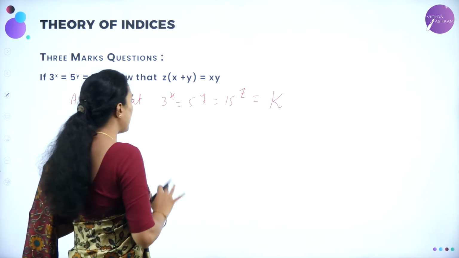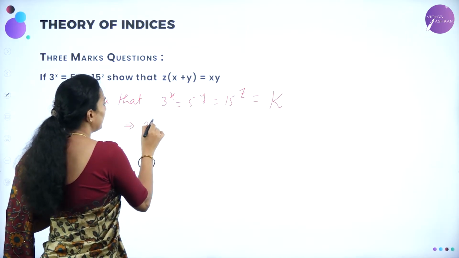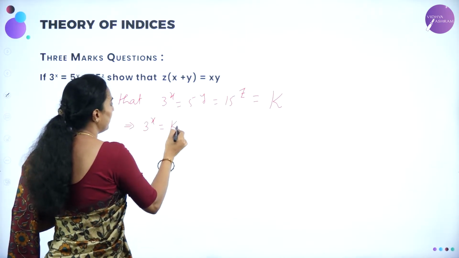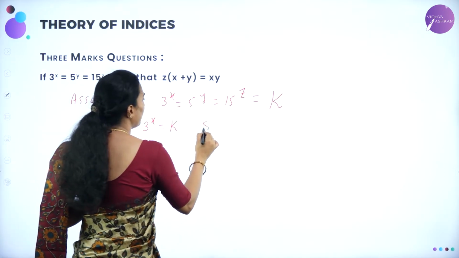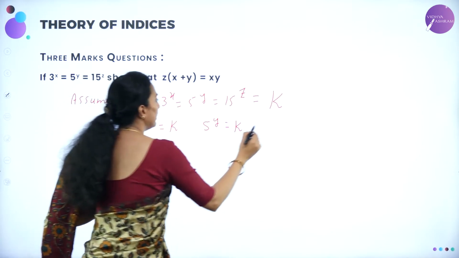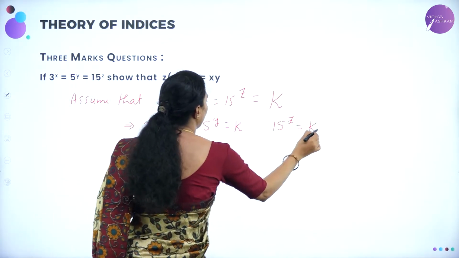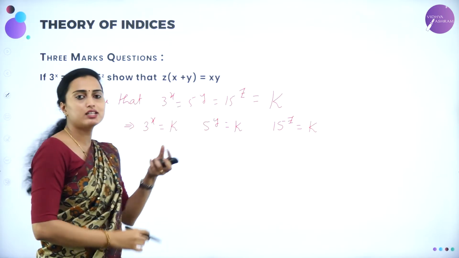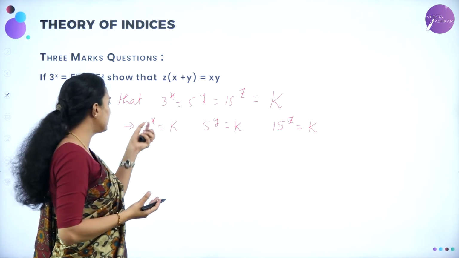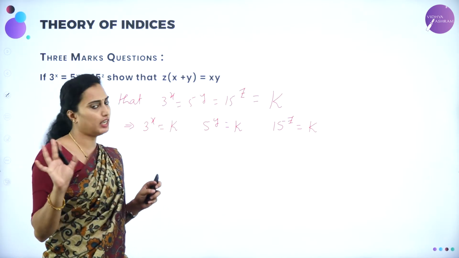So if I am assuming like that, therefore I can take 3 power x to be equal to k. Similarly, 5 power y can be k, some constant, right? And 15 power z will be equal to some constant. Why? x, y, z are some integers. If I take integers, 3 power anything will be some constant, that I am going to write as k, that's it.